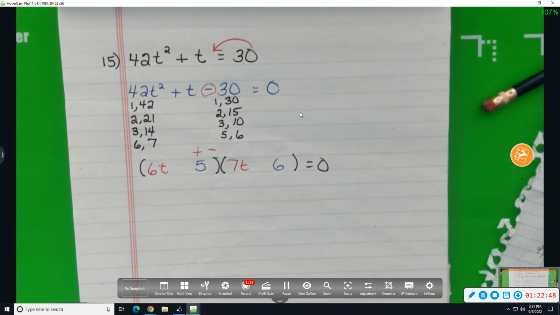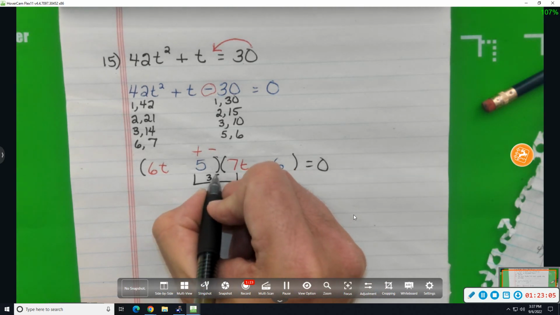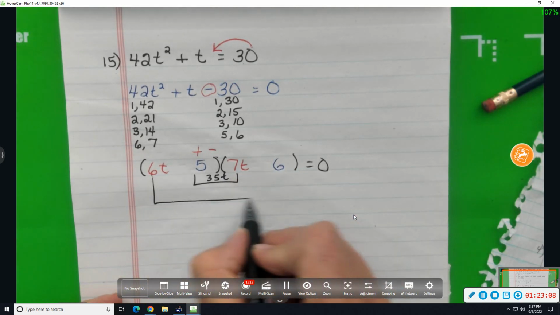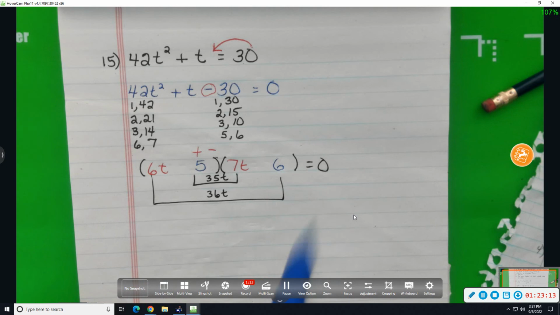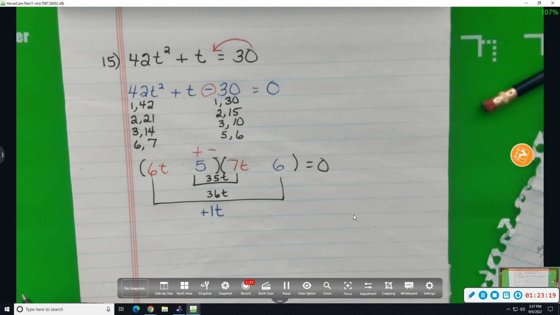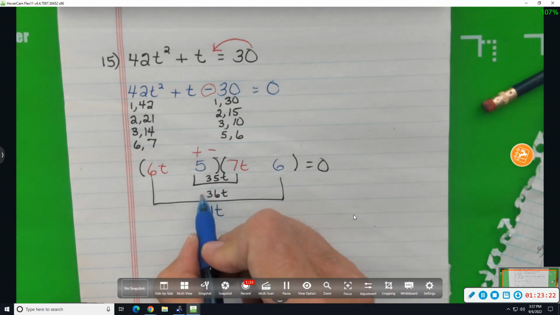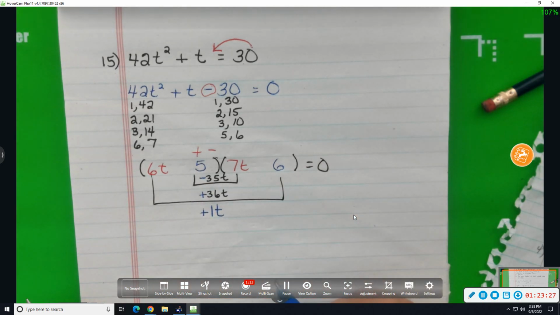Okay. No, this isn't that bad. 6 and 5 are only divisible by 1. They don't have any other common factors. 7 and 6 are only divisible by 1. So let's see. How do I need to arrange that plus and minus if I'm going to make this thing work out? A 35t, a 36t. I want a positive t. So let's think of that as a positive 1t. So would that mean a plus on the 36 and a minus on the 35?